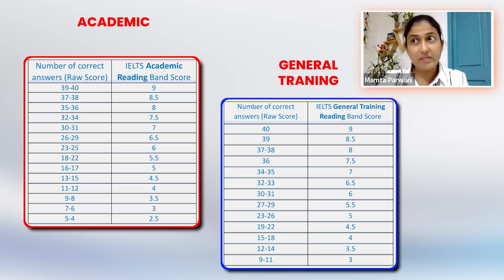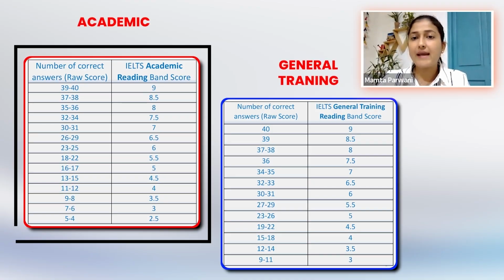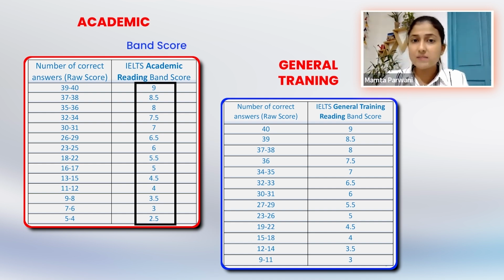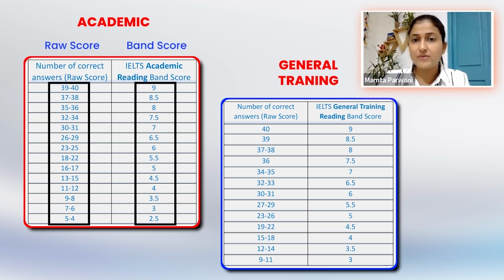Now the question again is scoring. So here also we have a sheet. We have 2 separate sheets, remember. This is for academic and this one is for general training. These are the band score, IELTS band score, and these are raw scores, right? So let's talk about academic.